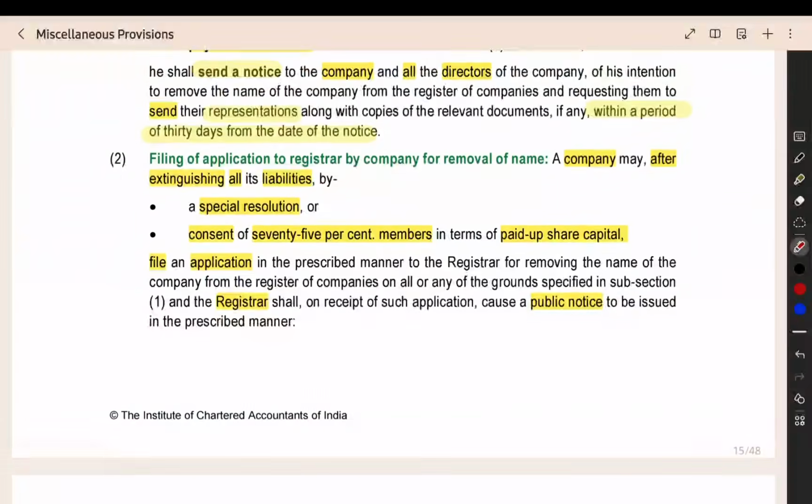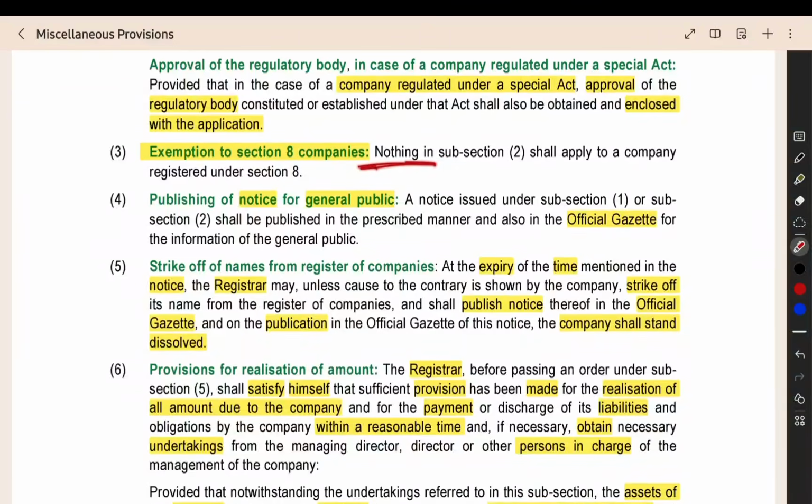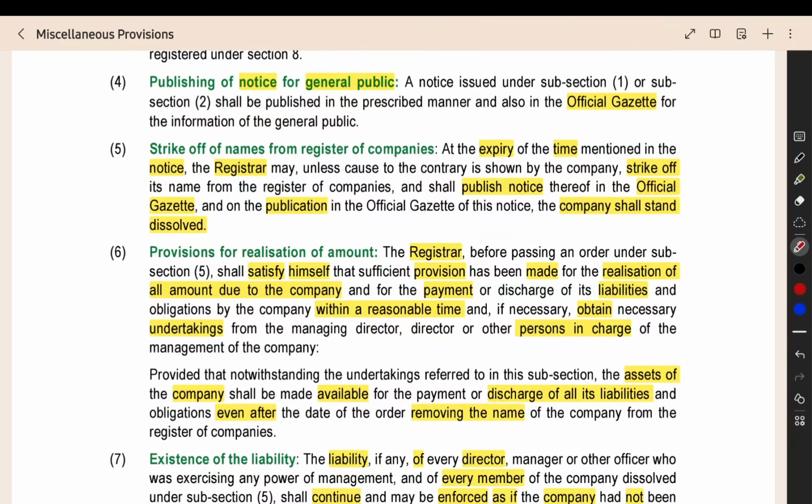Then, the subsection 2, that is, you can voluntarily file the striking off application, will not be applicable to the Section 8 companies. The registrar will give a notice to the general public that this particular company has come to strike off their name from the register of companies voluntarily. It will also be published in the official gazette for the notice of the general public.